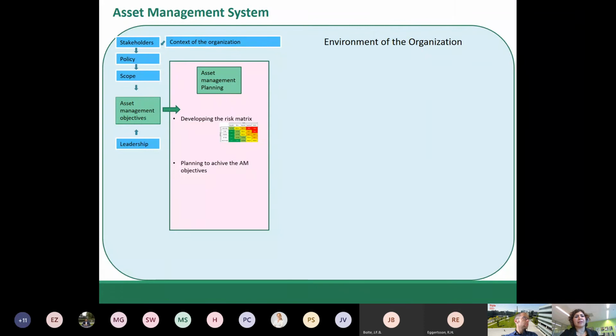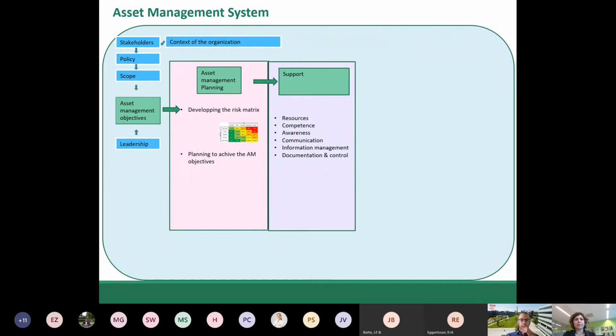When we are confident in how we define the asset management objectives, the next process is asset management planning. Actually, here we should plan to achieve the asset management objectives. We should also develop the risk matrix in this process. Then there is the support process. This is another important element of the asset management system.